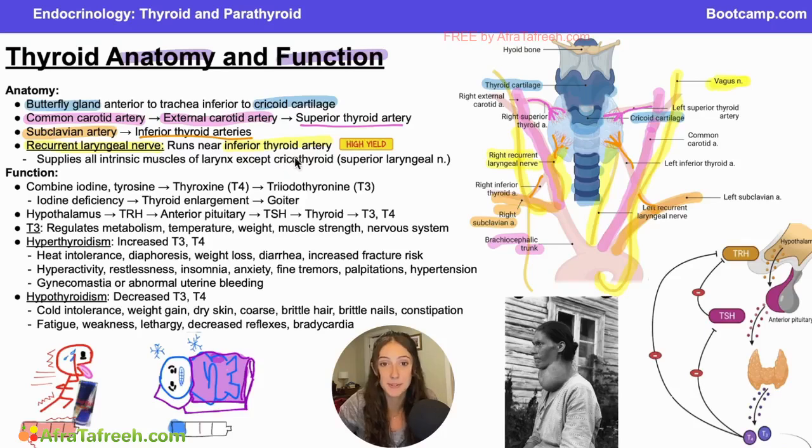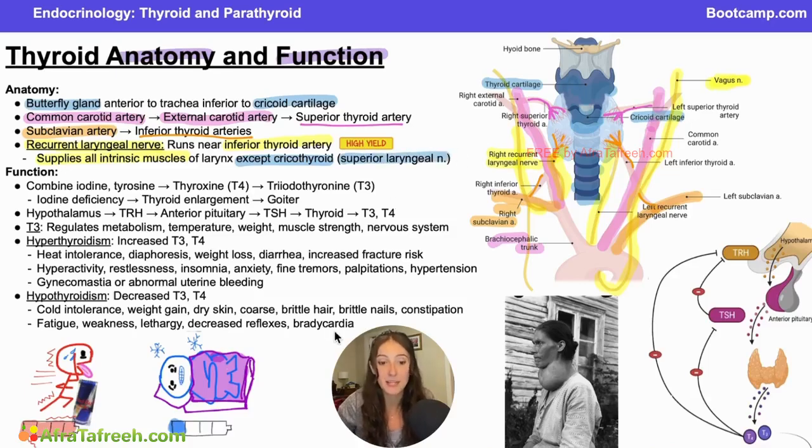And that's going to be really important for you to understand, because if you understand the proximity of the recurrent laryngeal nerve to the inferior thyroid artery, it's easy to see how during a thyroidectomy or during any ENT surgery in that region, you could have damage to the recurrent laryngeal nerve. Your recurrent laryngeal nerve supplies all the intrinsic muscles of the larynx, so the cricoarytenoids, the thyroarytenoids, your transverse oblique arytenoids, etc., except for your cricothyroid muscle, which is going to be supplied by the superior laryngeal nerve.